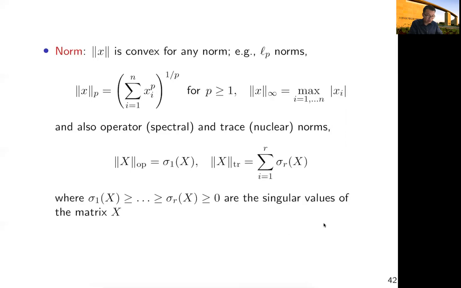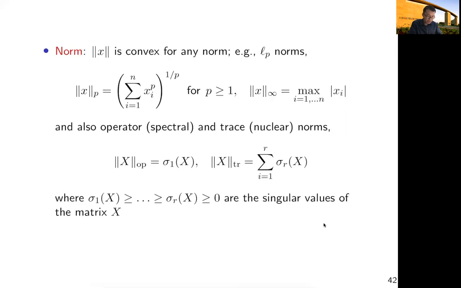Specific cases that we're interested in are the one norm, which is the sum of the absolute values of the vector, and the infinity norm, which is defined as the maximum of the absolute values. The Euclidean norm, when p is equal to 2, measures the Euclidean distance between this point and 0.